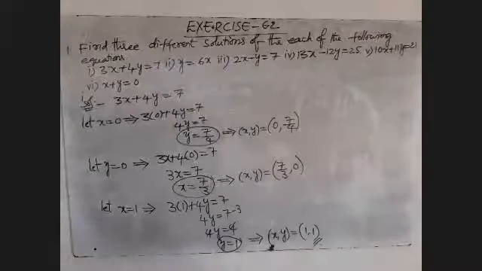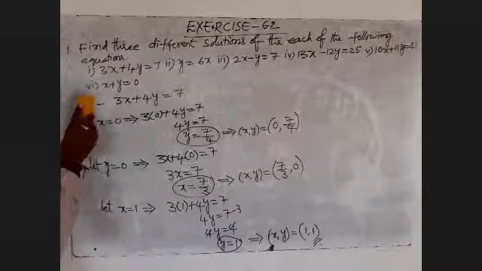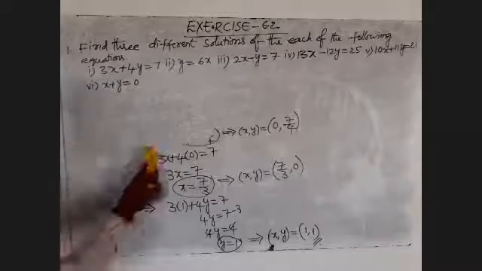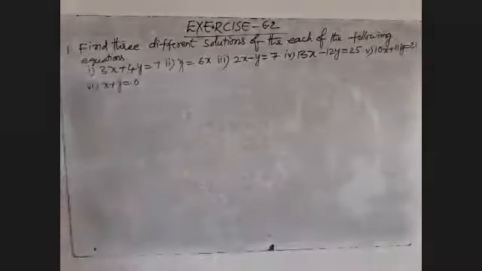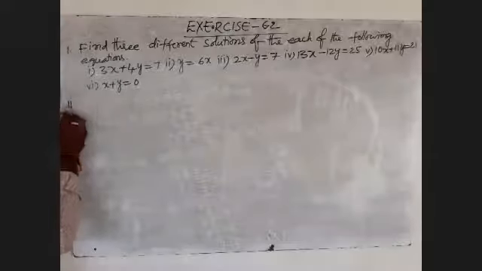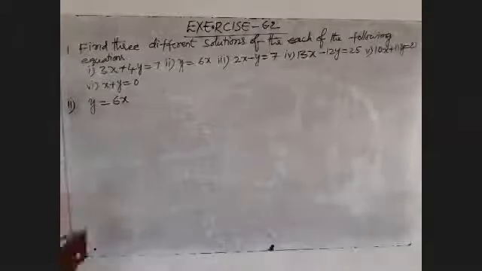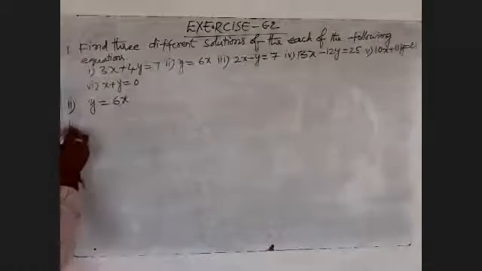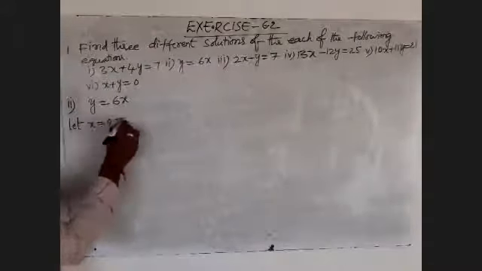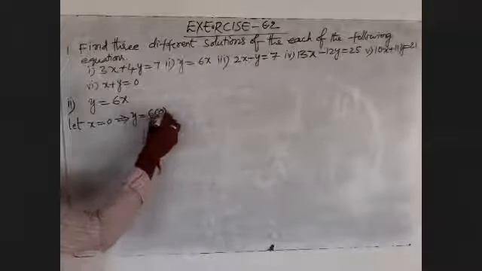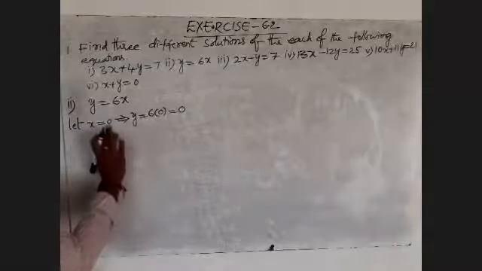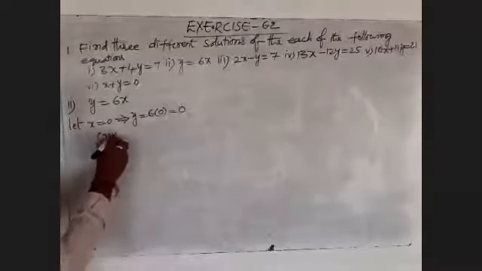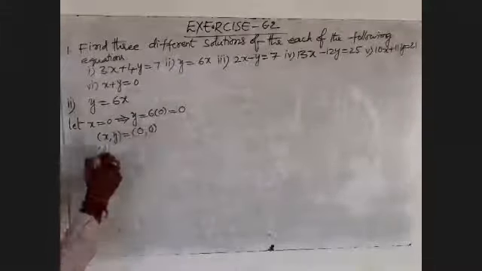Okay, Naina? Now I will explain the second one. Given equation is y is equal to 6x. First I will take, let x is equal to 0. That means y is equal to 6 into 0. 6 into 0 is 0, that is the value of y. x equal to 0, then y is also 0. We write the ordered pair x comma y is 0 comma 0.